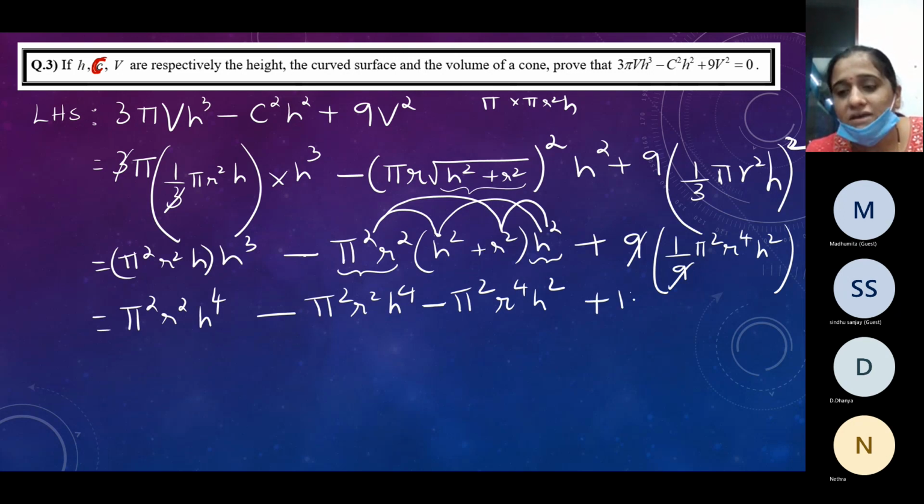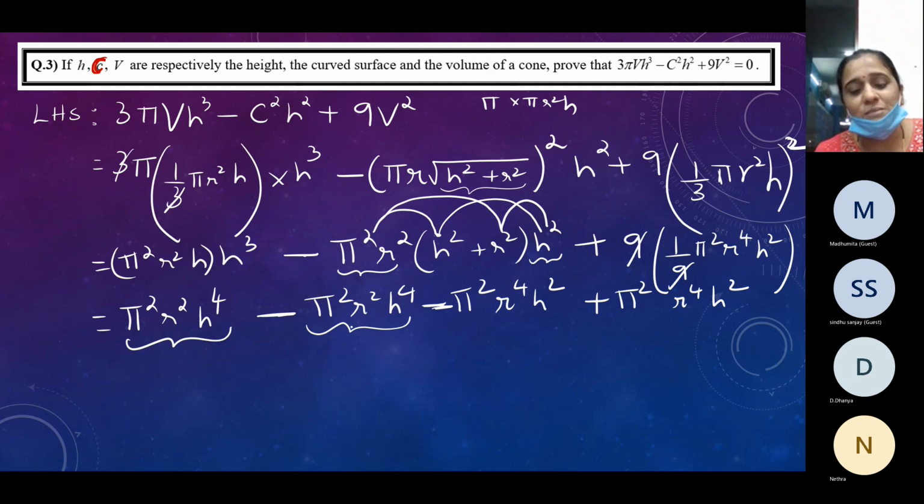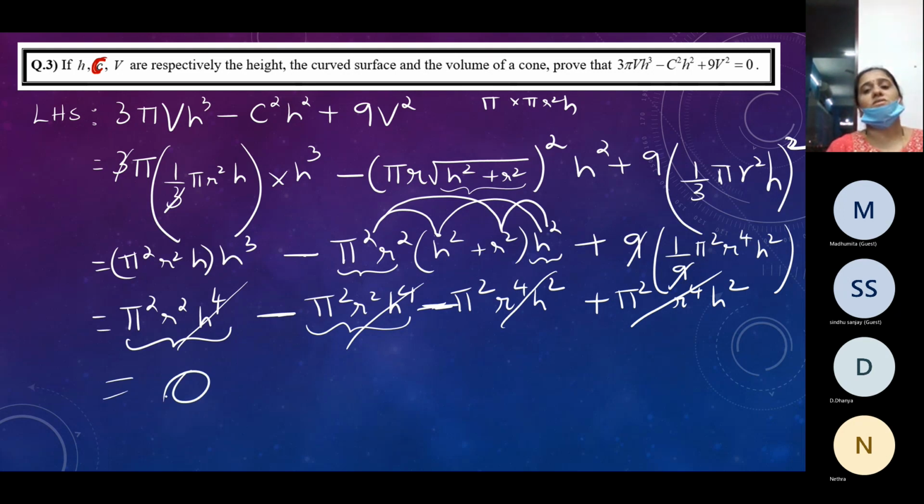Plus pi square r to the power 4 h square. Now what happens? Read the terms. Pi square r square h to the power 4 minus pi square r square h to the power 4. They're the same terms, but with opposite signs, so they get cancelled. And these two, pi square r power 4 h square, pi square r power 4 h square, both are the same. This is minus, this is plus, so they get cancelled. So the answer is 0. So we proved that the value of the given expression is 0.